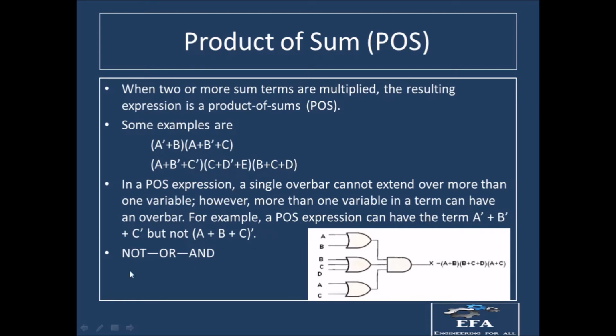So the hierarchy is we need to have the NOT gate first of all, then we need to have the OR gate, and after getting the outputs from the OR gates we need to take their products. So there will be the AND gates implemented after the OR gate. You can see in this circuit, this is the expression over here, and there is no NOT gate over here.